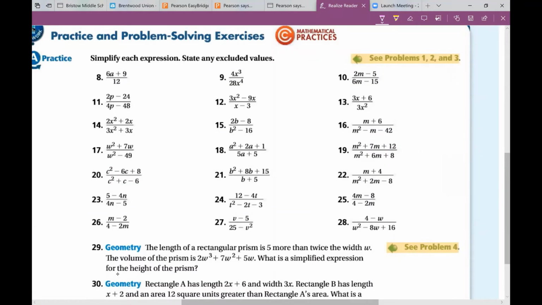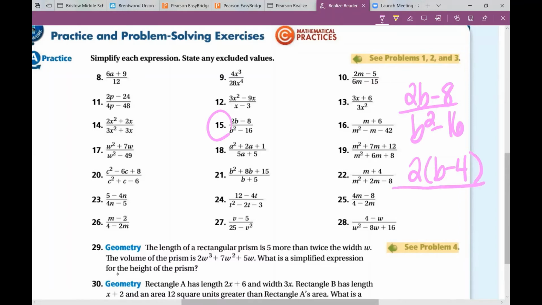Let's do one that's a little more complicated. And number 15 looks like a good one. Now, instead of just having a monomial divided by a monomial, we have a binomial divided by a binomial. So for 15, I'm just going to rewrite it over here real quick: 2b minus 8 divided by b squared minus 16. So I can factor the numerator, 2b minus 8, into 2 times the quantity of b minus 4.